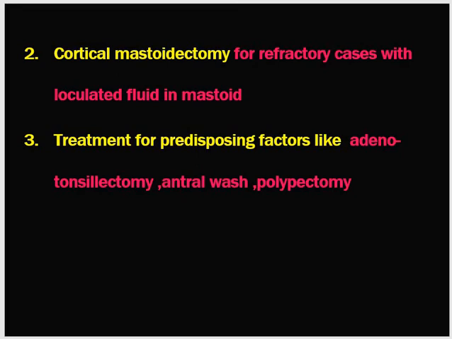Next is treatment of predisposing factors. When the child has adenotonsillar hypertrophy, we can do adenotonsillectomy. When the child has sinusitis, we can do antral wash or suctioning. Or when the child has nasal polyps, we can do polypectomy. So our basic aim is to open the nose, the nasopharynx and the eustachian tube.